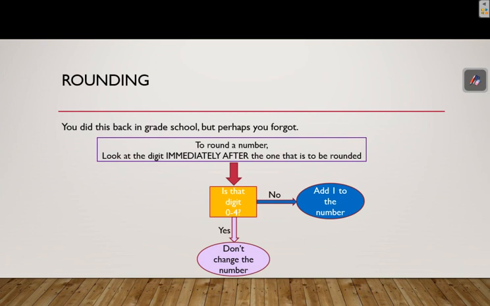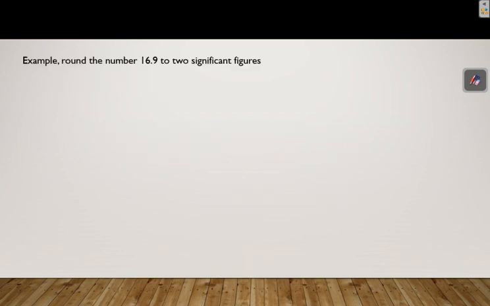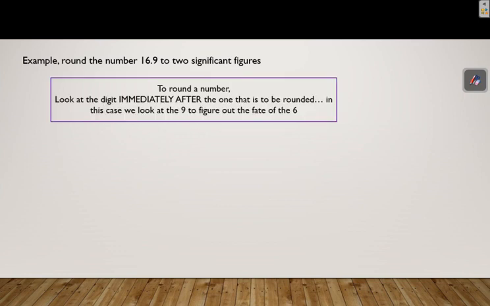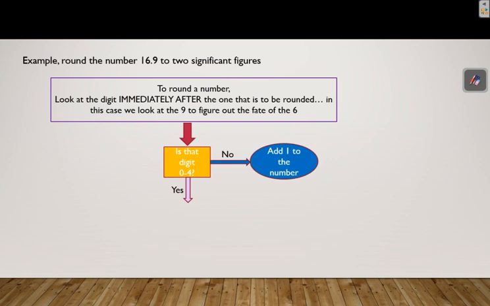And if it is, then you don't change the previous number. On the other hand, if it is a 5, 6, 7, 8, or 9, then yes, add 1 to the number. For example, round the number 16.9 to two significant figures. First, ask yourself, does this 9 cause my 6 to round up or stay the same? So, is that digit, the 9, a 0, 1, 2, 3, or 4? Obviously no. So therefore, we add 1 to that 6 and our answer becomes 17.